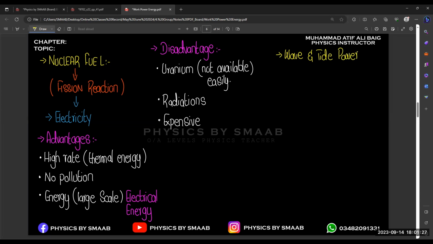So next we have to discuss wave and tide power, that is, the tidal energy due to the flow of water, right? Then we have to discuss hydroelectric and geothermal. So these are some other sources that we need to discuss, right?